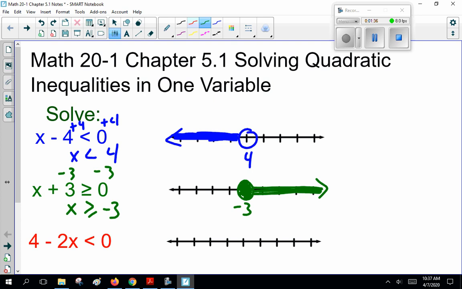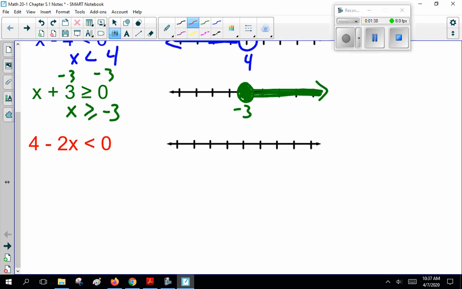Now the final one, 4 minus 2x is less than 0. We want the x all by itself, so I suggest more than one way to solve it. Don't care. Minus 2x is less than minus 4. Now how do you get rid of times minus 2? Yes, divide both sides by minus 2. So you get x, 2. And what happens when you multiply or divide by a negative number? The inequality changes direction. So this becomes x is greater than 2.